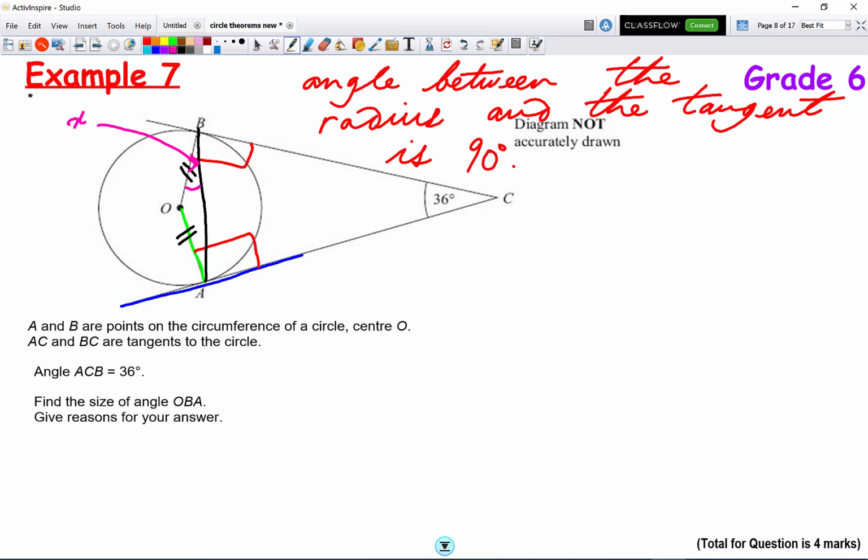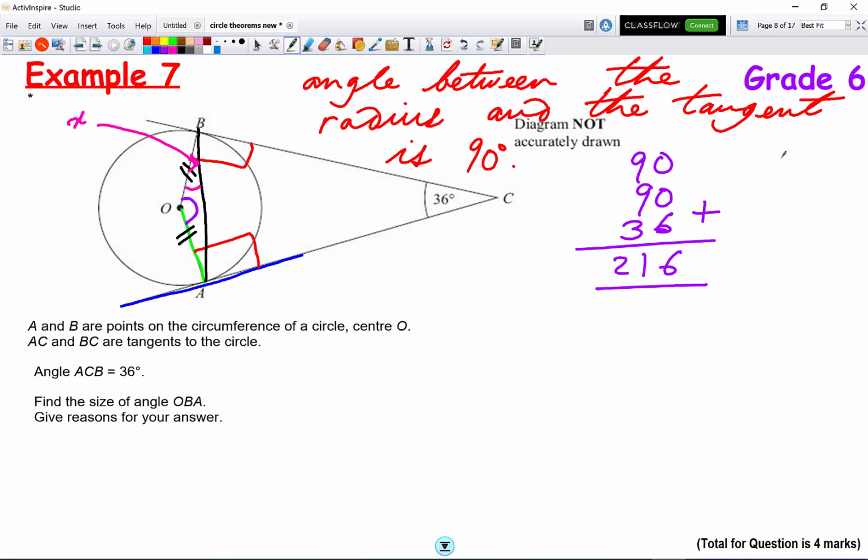Well, there are a number of ways we can do this, and I think the easiest way is to say we have a four-sided shape here, and we know that all the angles in a quadrilateral add up to 360, so that will enable me to work out this angle OAB. So if I do 90 plus 90, and I'm going to add 36 here, then that's going to give me 216.